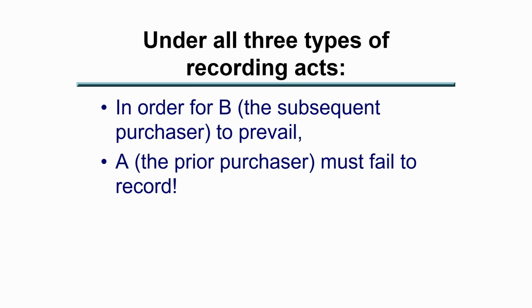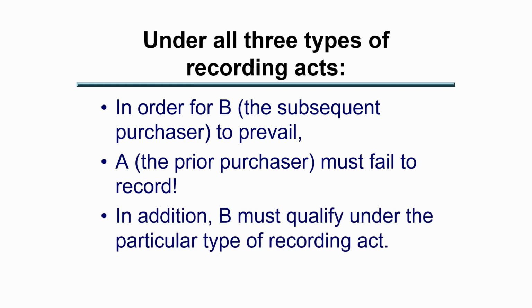Now, in order for B to prevail, it isn't enough for A to fail to record. In addition, B has to qualify under the particular type of recording act. And because there are three different types of recording acts, there are three different ways that B has to qualify depending on the jurisdiction.